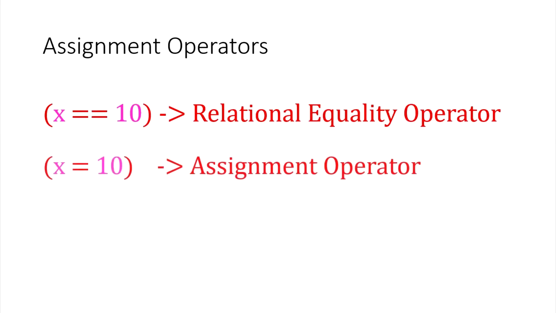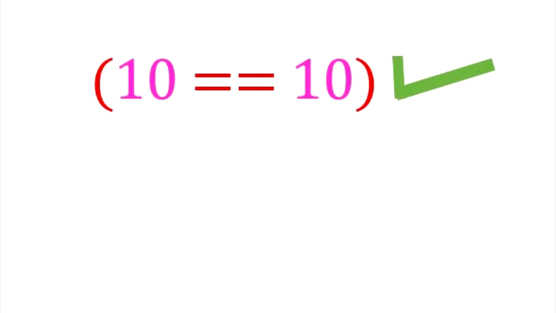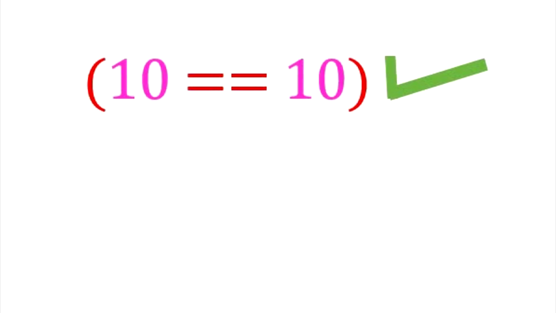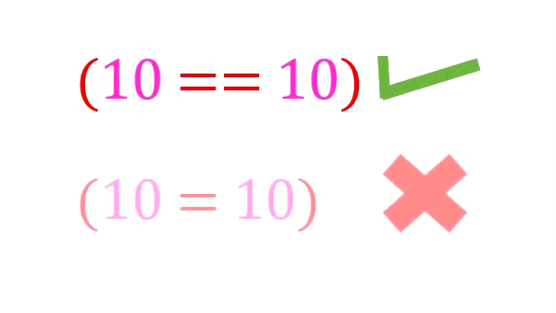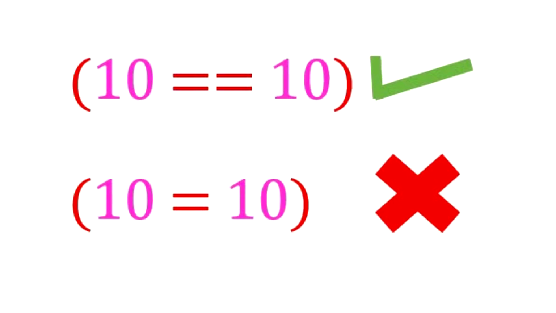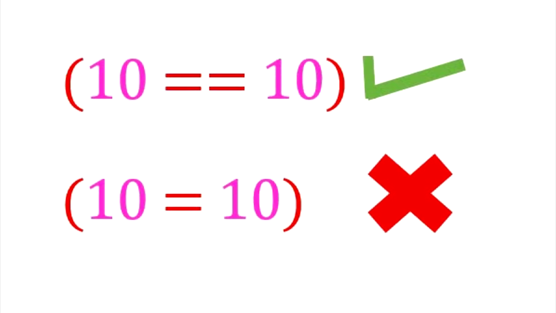If we use an assignment operator instead, with a single equal to sign, we assign the value of 10 to x. Notice how the value on the right is assigned to the variable on the left. This implies that the operand on the left needs to be a variable or an object that can be assigned using the assignment operator. Thus, while it is possible to have two constants as operands with the relational operator, it is not possible to have a constant as a left operand with the assignment operator.